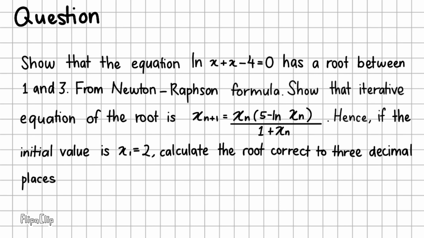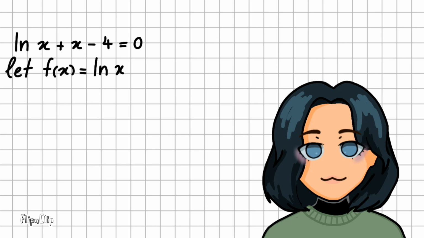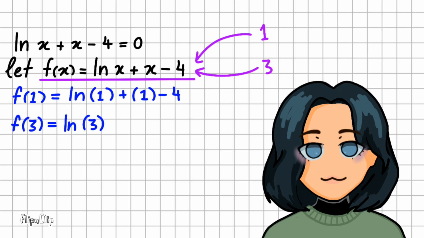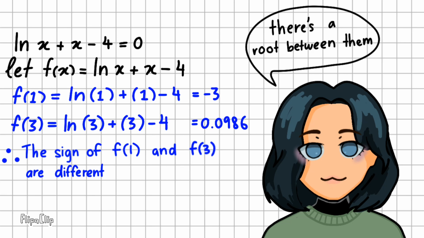So, this is the equation we are going to do. We start with showing that the equation ln x plus x minus 4 equals 0 has a root between 1 and 3. First of all, we have to rewrite ln x plus x minus 4 equals 0 into f(x) equals ln x plus x minus 4. Then, insert value 1 and 3 into f(x) equals ln x plus x minus 4. Since the sign of f(1) is not the same as f(3), there is at least a root between 1 and 3.